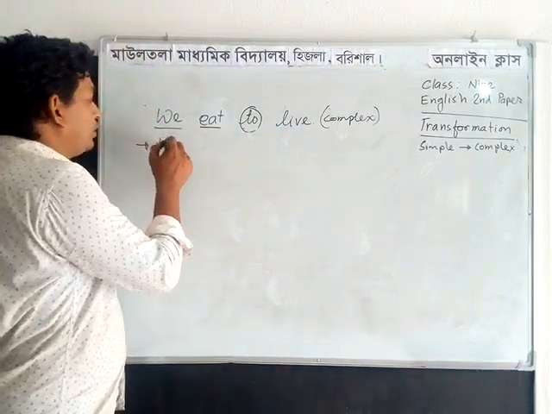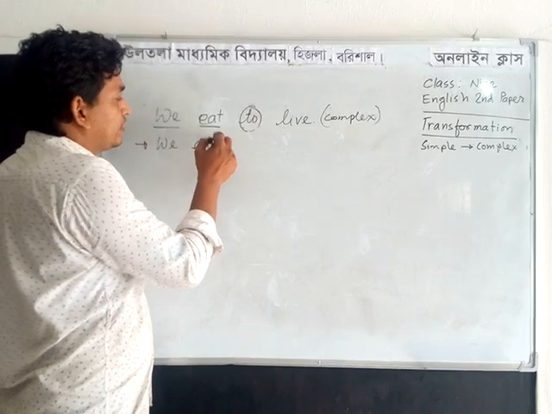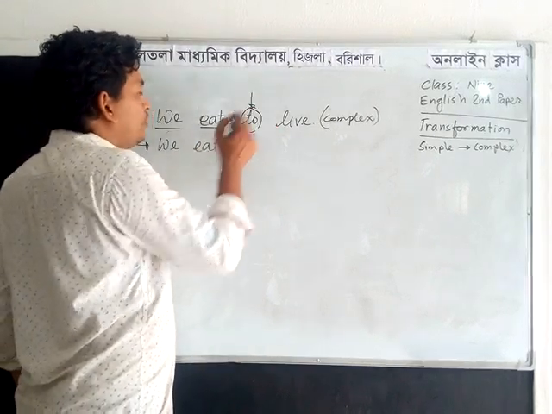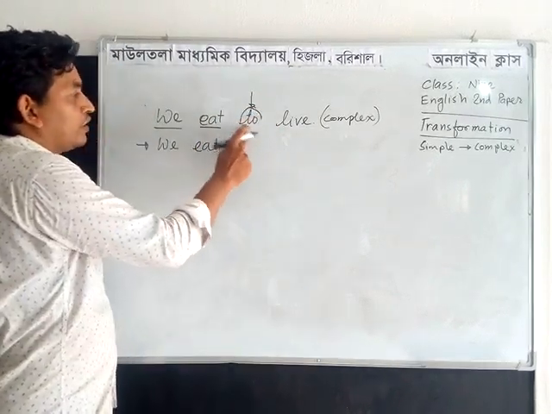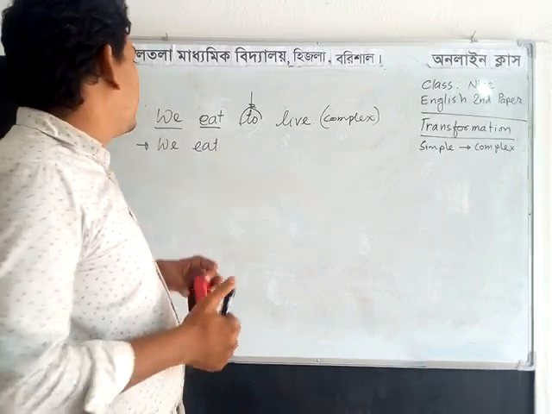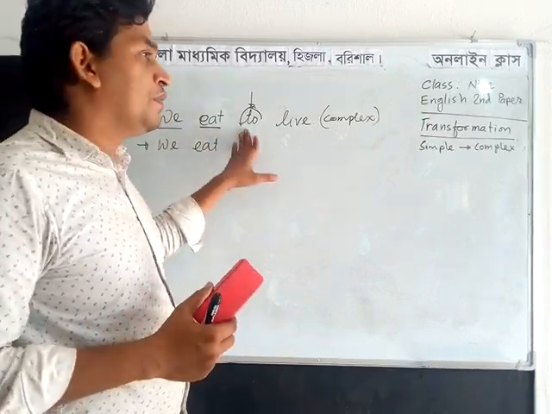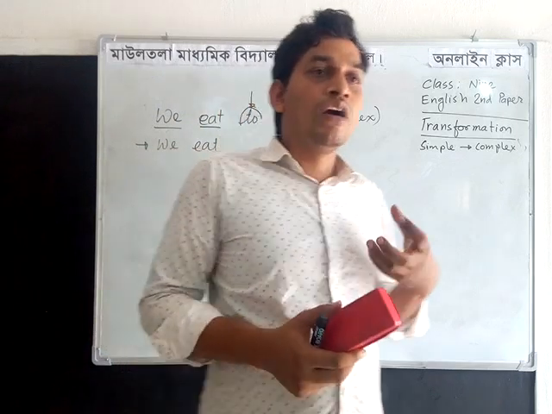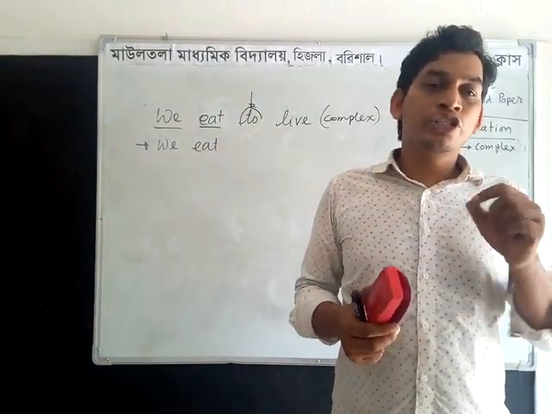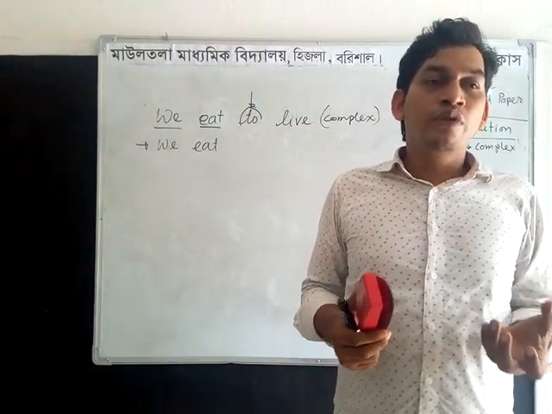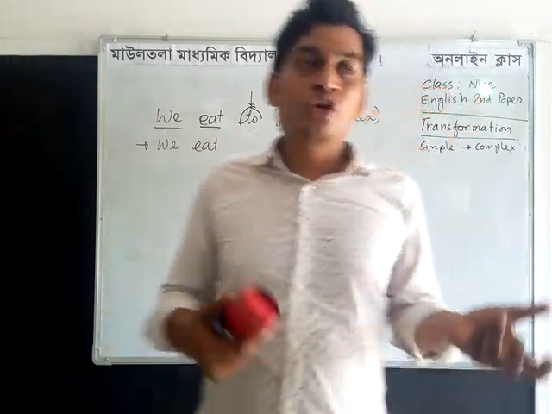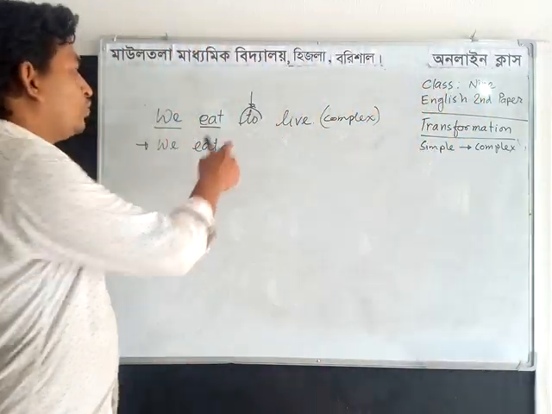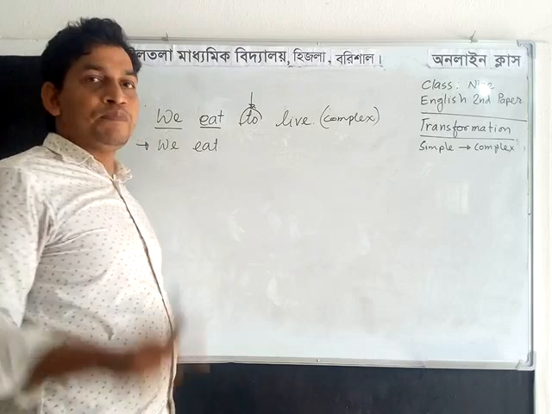So here the subject is we eat. Instead of using to, what purpose does to actually serve here? Here we eat to live. To live means the purpose of our eating. Why do we eat? We eat just to live. We eat to keep our body fit. That's why to refers to purpose here.